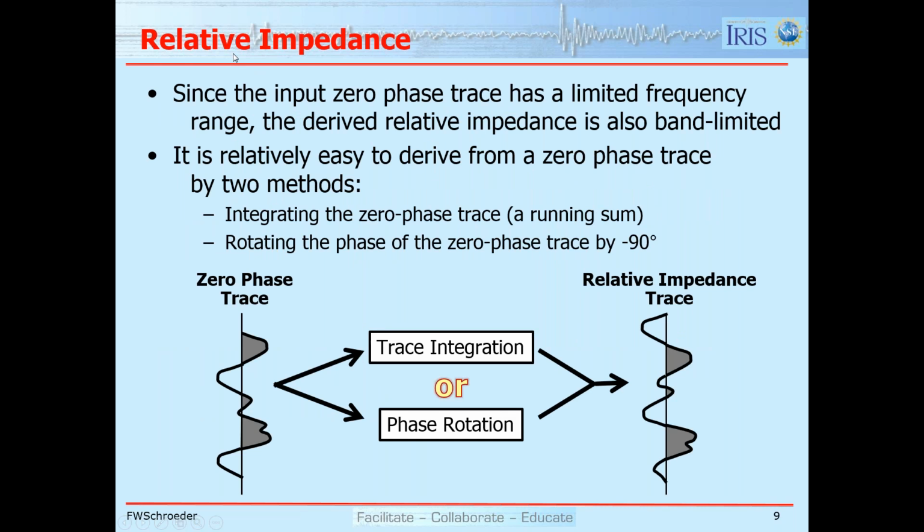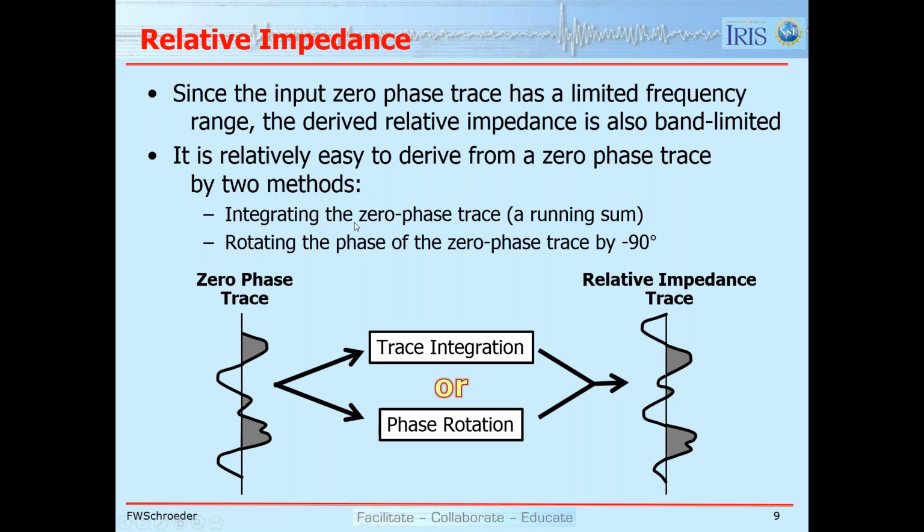So let's talk a little bit about relative impedance. We start with zero phase trace data, and that zero phase seismic has limited frequency range. And so when we derive an impedance estimate, a relative impedance, that's going to have the same limitation in the frequency domain.